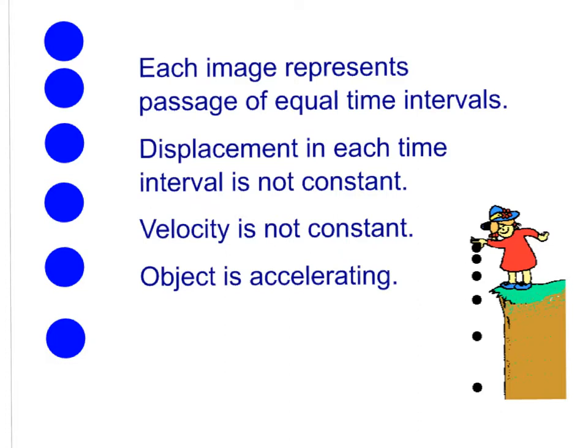If you'll notice, there is a greater displacement for every interval of time that passes. We have greater and greater and greater displacement happening. So you can clearly see that the velocity is not constant. That means that the object is accelerating.